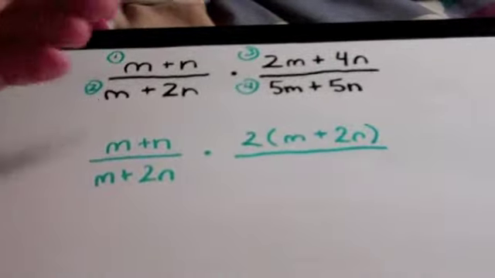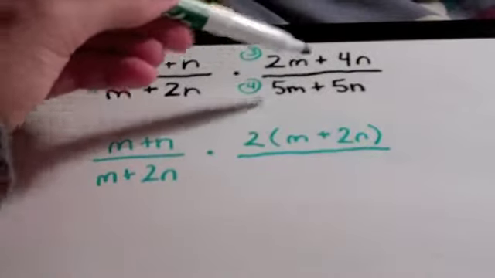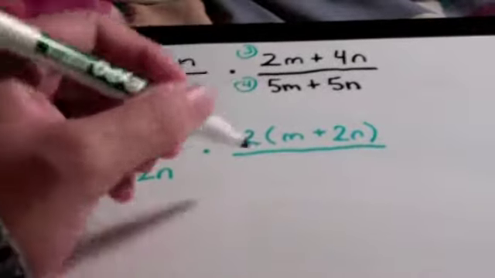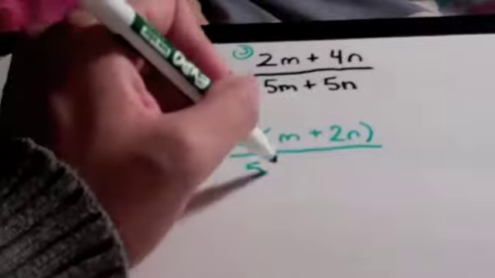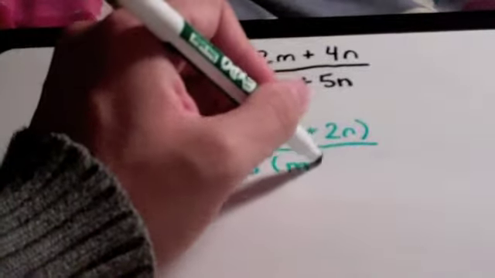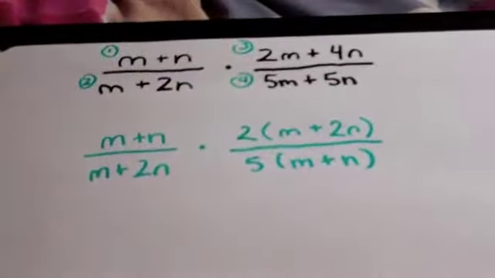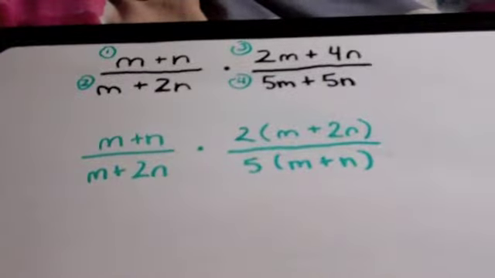And then this bottom piece, this is nice and easy for you. There's a 5 on both sides, so we can pull the 5 out. And we'll have m plus n. So when we multiply it out, we'll get 5m plus 5n.